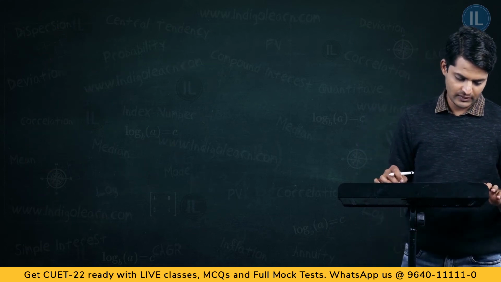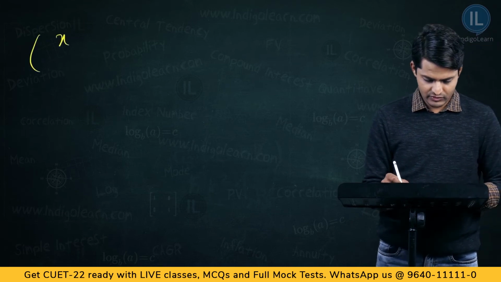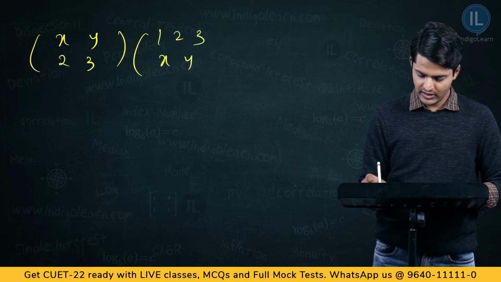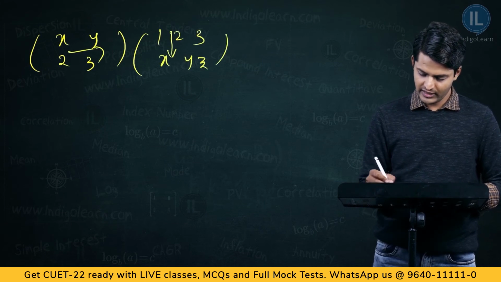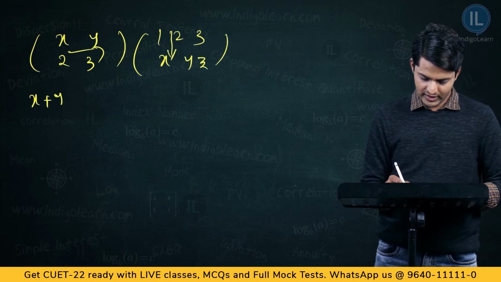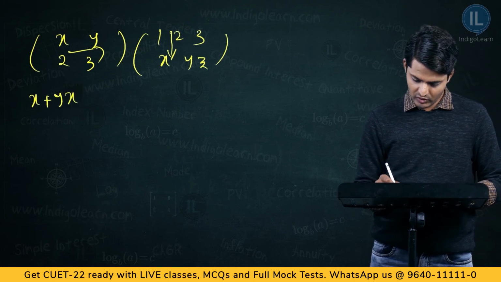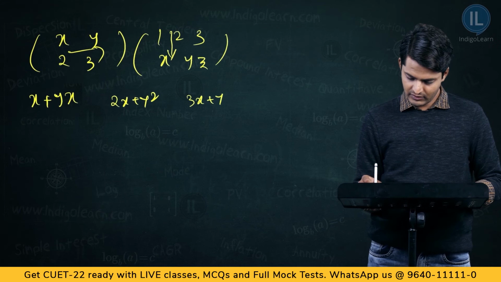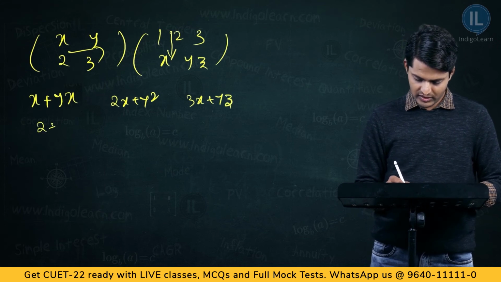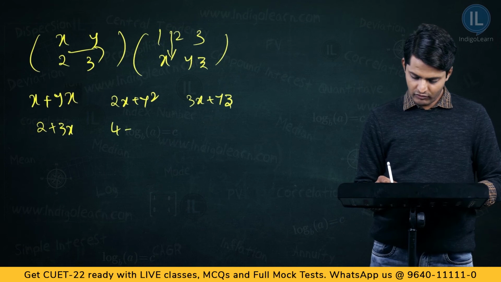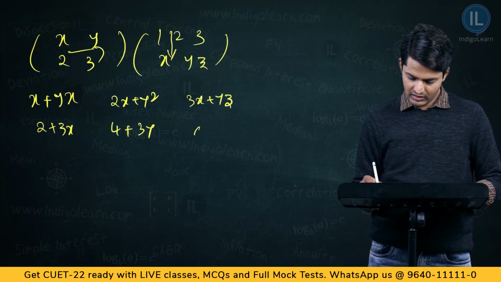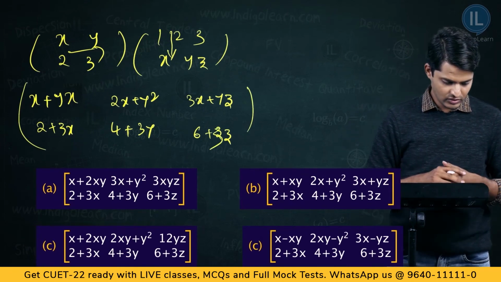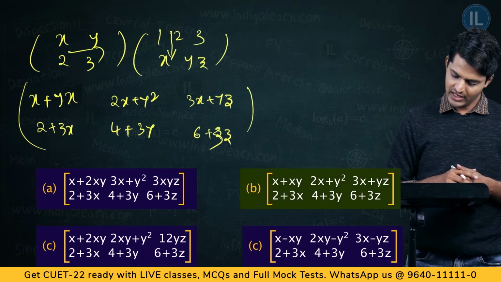Now go to 22nd question. If you are multiplying a matrix x, y, 2, 3 into 1, 2, 3, x, y, z, what are you going to get? X, y, if you multiply with 1x, you will get x plus y, x, right? X, y with 2y, you will get 2x plus y square. X, y with 3z, 3x plus yz. 2, 3 with x, y, 2 plus 3x. 2, 3 with 2y, 4 plus 3y. 2, 3 with 3, 9, 6 plus 3z. So that will be your answer. X plus yz. So 22nd one, the answer will be option B, which is matching with my answer.